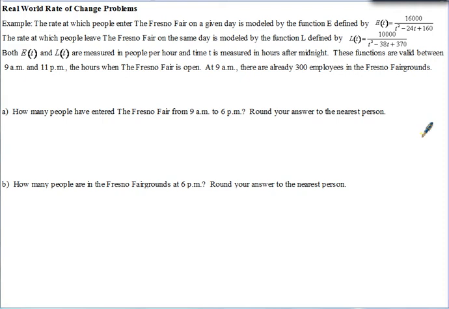These are the notes for AP Calculus on the topic of real-world rate of change problems. The first example says the rate at which people enter the Fresno Fair on a given day is modeled by the function E, defined by E of t.